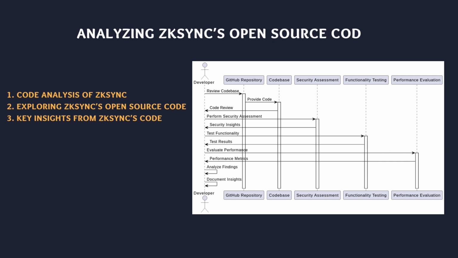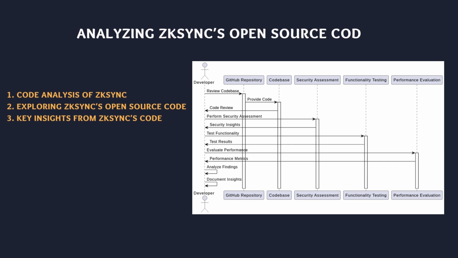2. The transaction processing logic in zkSync is highly efficient. By aggregating multiple transactions off-chain and submitting a single proof on-chain, zkSync significantly reduces the computational load and gas fees. 3. The architecture of zkSync is designed for scalability. The separation of on-chain and off-chain processes allows the system to handle a large volume of transactions without compromising on performance.